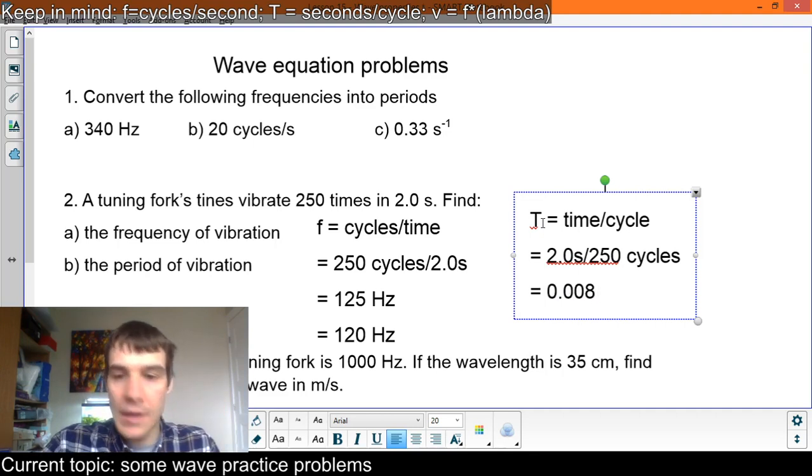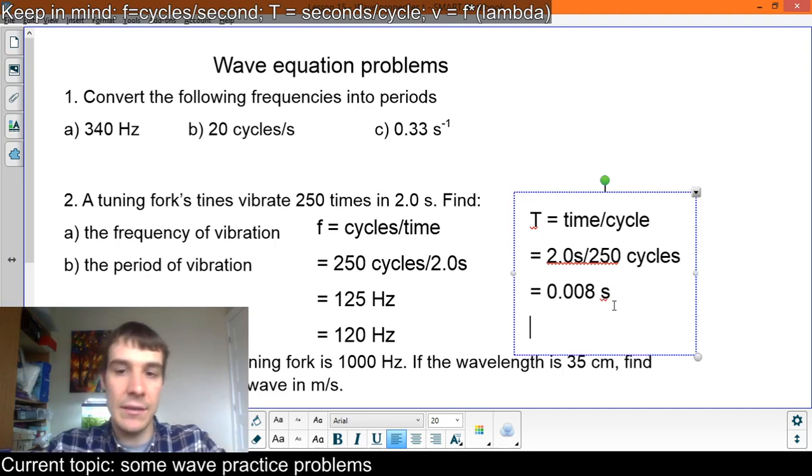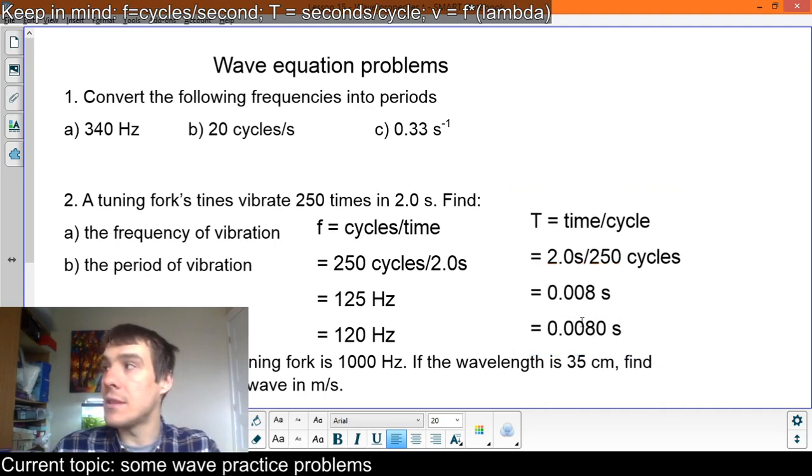0.008, and then we need a unit, and cycles is just a count. There's no unit there. It's just a count of how many cycles there are, so it's just seconds. 0.008 seconds. But with significant digits, we had 2 significant digits here, so we have to throw in another 0 to show that we have 2 significant digits there, and those are the answers there and there.